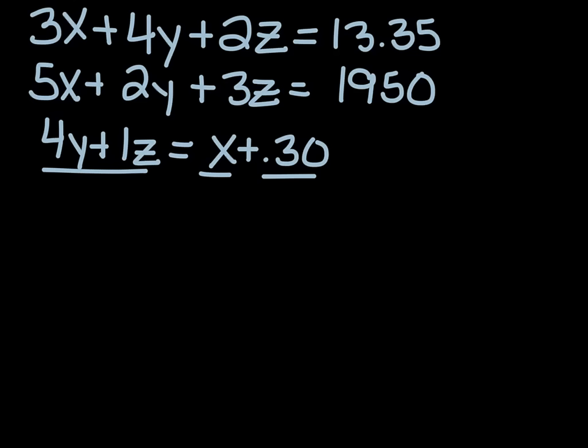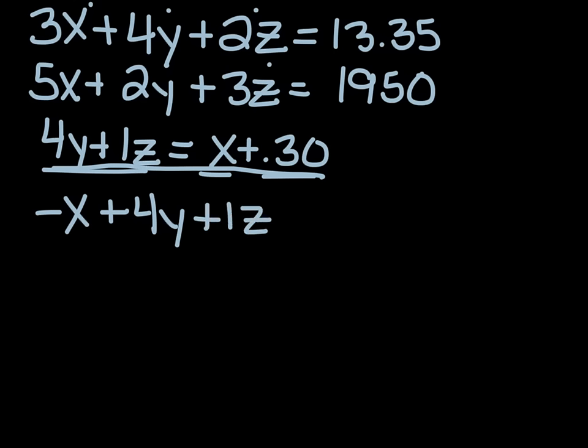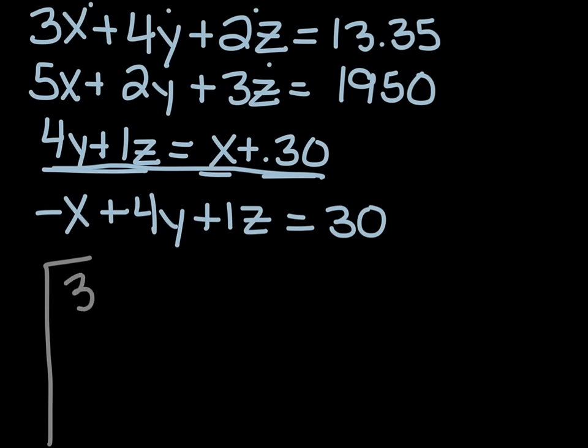All right, now, in order to put this in an augmented matrix, we've got x, y, z, x, y, z. We need to rearrange this one so that it also says x, y, z. And the quickest way to do that is to just subtract x from each side. So we've got minus x plus 4y plus 1z equals 30. Now we can put it into an augmented matrix. The x's are 3, 5, and -1. The y's are 4, 2, and 4. And the z's are 2, 3, and 1.